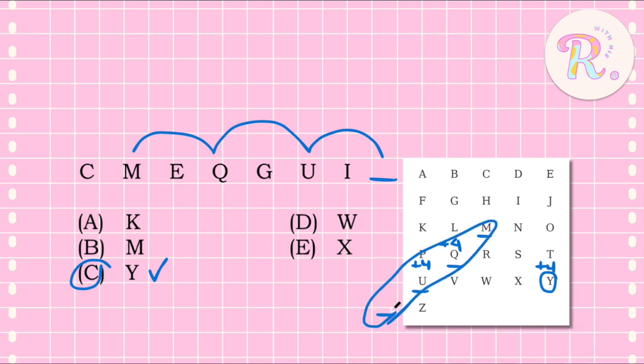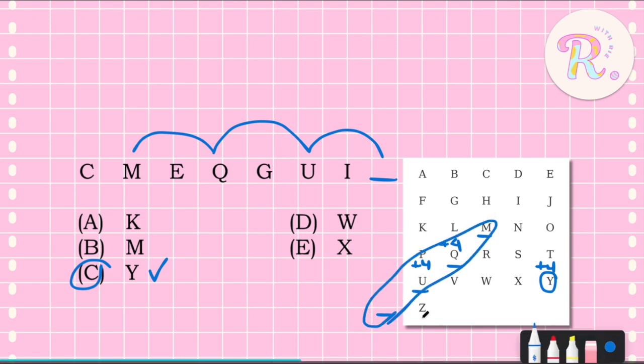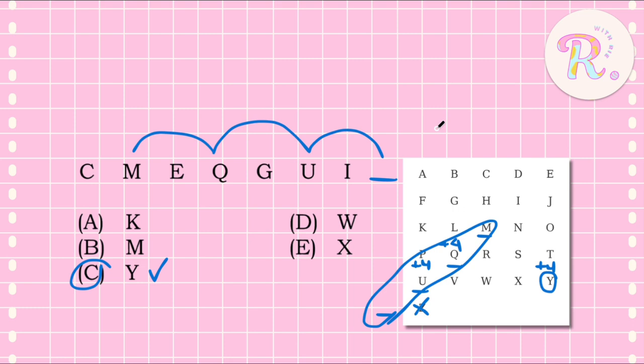So we need to know what is to the left of Z. What is to the left of Z? That's Y. Okay? So automatic. Wala nang count. Y yung answer. So let's move on.